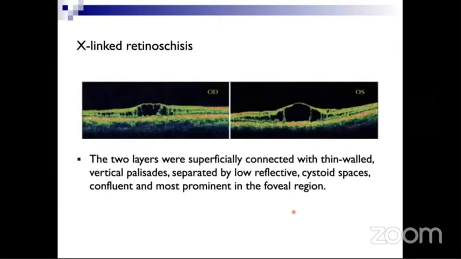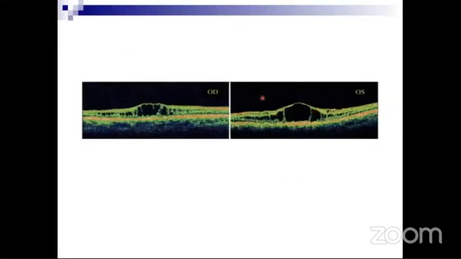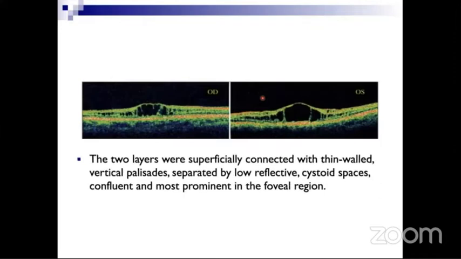This is a case of retinoschisis where there is a splitting of the nerve fiber layer with septations. So clinically, it shows a honeycomb pattern or a spoke wheel pattern.